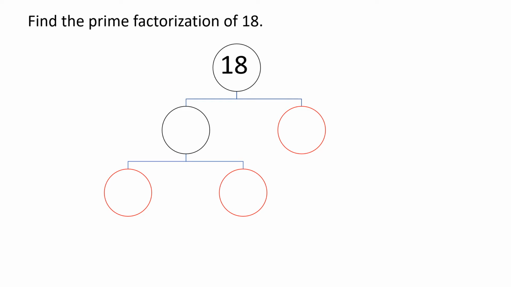So to find the prime factorization of 18, you would find factors of 18. How about 6 and 3? So 6 and 3 multiply to give you 18. 3 is prime, so there won't be any more branches. And 6 is a product of 2 and 3. So the factorization is 18 equals 2 times 3 times 3.